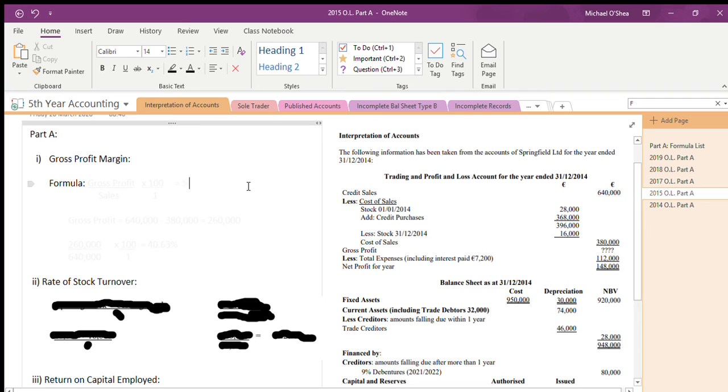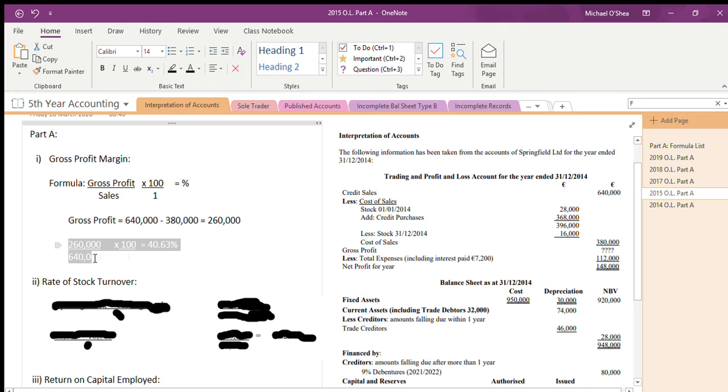2015. So last one here, gross profit margin is my first one. So my gross profit margin is my gross profit divided by sales multiplied by 100 over 1. So my gross profit in this one here is what? I have to work it out. So I have to work out my gross profit. It's 640,000 minus 380,000. Because 640,000 minus 380,000 is my sales minus cost of sales, and it gives me my gross profit, 260,000. Therefore, 260,000 divided by 640,000, my gross profit divided by my sales, multiplied by 100 over 1 gets me my gross profit margin.